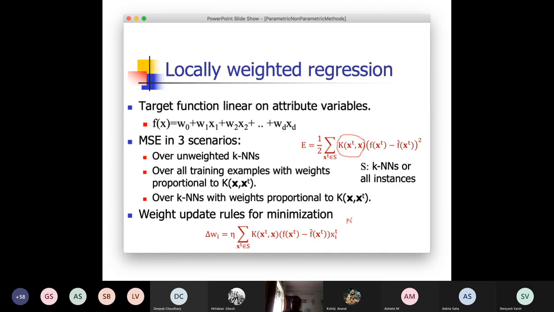You are simply adding at each iteration to Wi this value, proportional to the negative of the gradient, and you go on iterating this till Wi's get stabilized. So there are proofs for the convergence for convex functions and other things. So this is the method which is used to get a locally weighted regression function and use it for your prediction. Any questions?